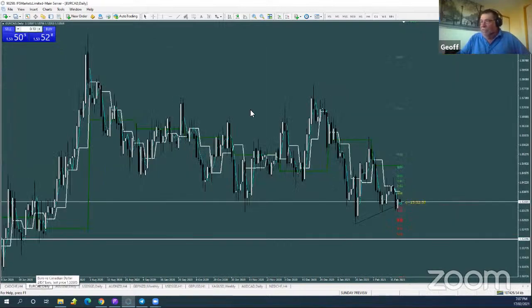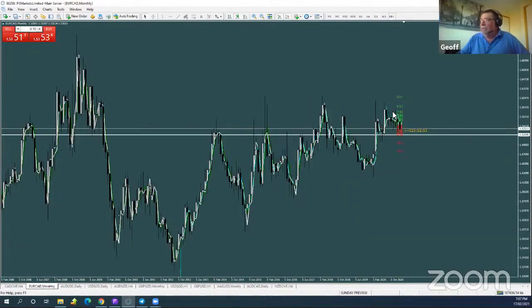Euro CAD, the only reason I've got that really is because we're on it in a monthly trade, trading this bar here. We are in profit, but our TP1 is at this level.